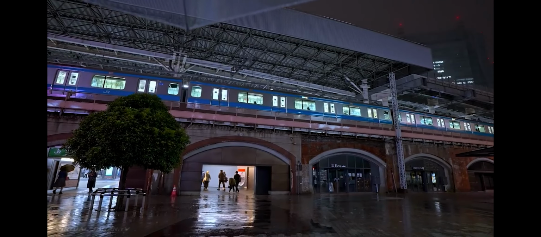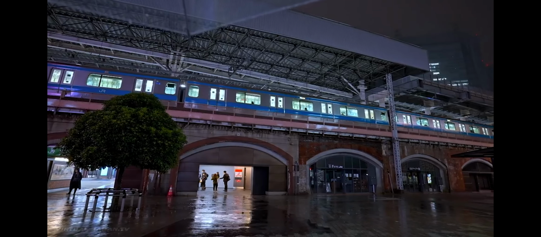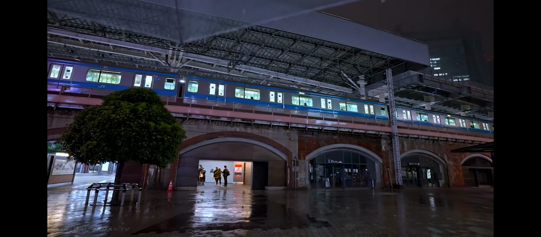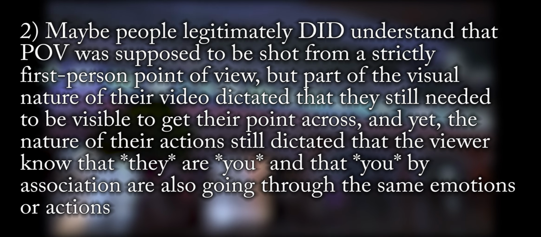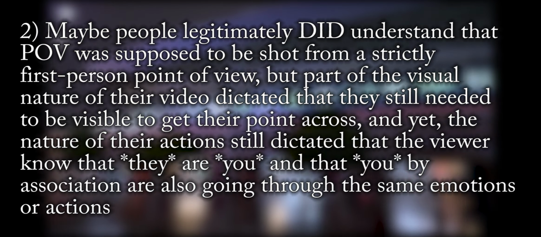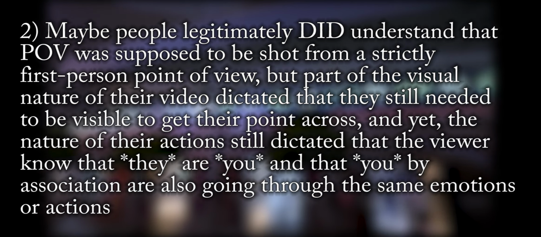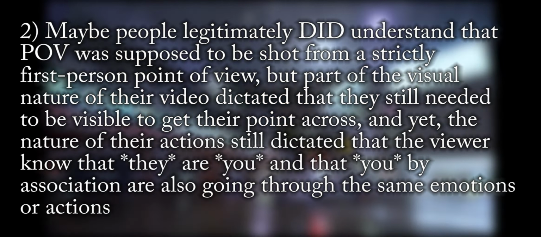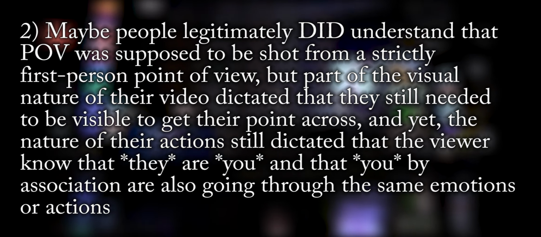Anyway, while the foothold that POV had was tenuous at best to begin with, even at worst we have seen a number of reasons, in no particular order, as people have strayed from the usage of POV to mean first person for any number of reasons. Maybe people legitimately didn't understand that POV was supposed to be shot from a strictly first-person point of view. Maybe people legitimately did understand that, but part of the visual nature of their video dictated that they still needed to be visible to get their point across. And yet the nature of their actions still dictated that the viewer know that they are you, and that you, by association, are also going through the same emotions or actions.